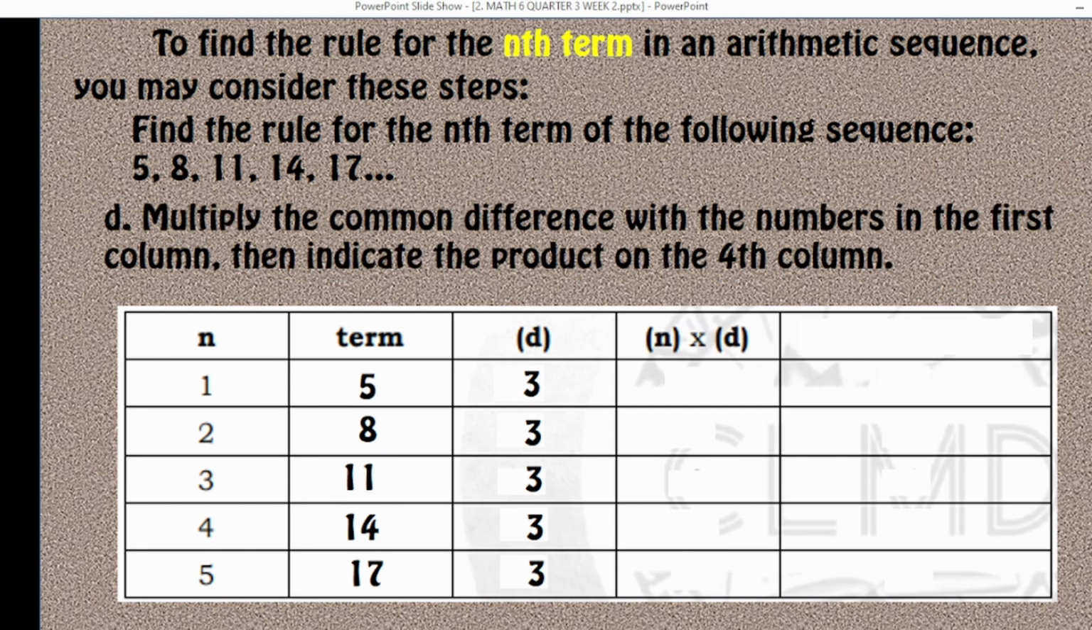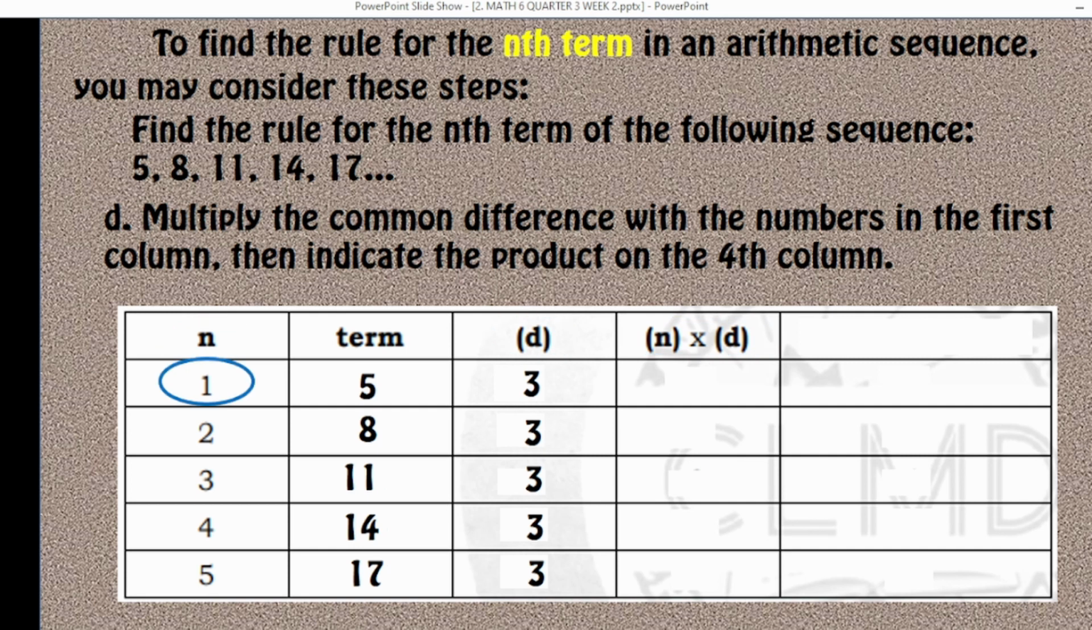Letter D. Multiply the common difference with the numbers in the first column, then indicate the product in the fourth column. So, dito naman mga bata, ang gagawin natin yung N ay imumultiply natin sa common difference. So, diyan natin ilalagay yan sa ika-fourth column.